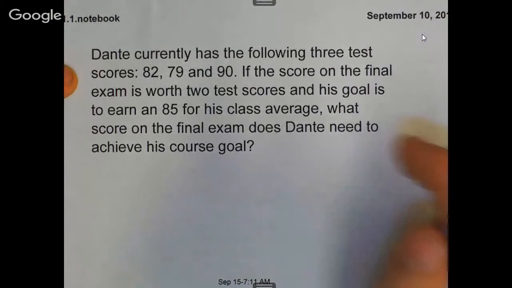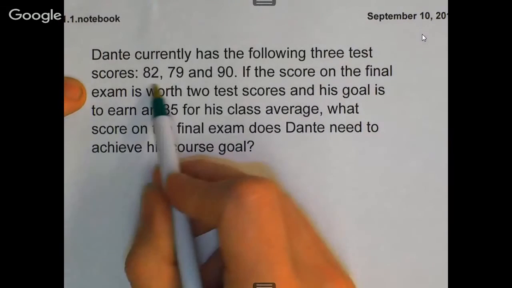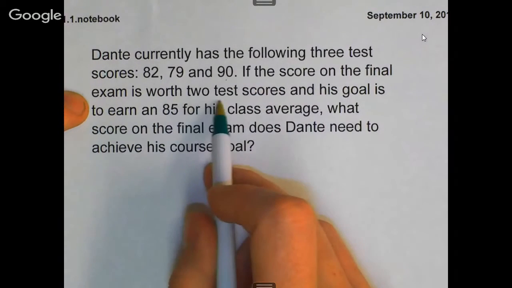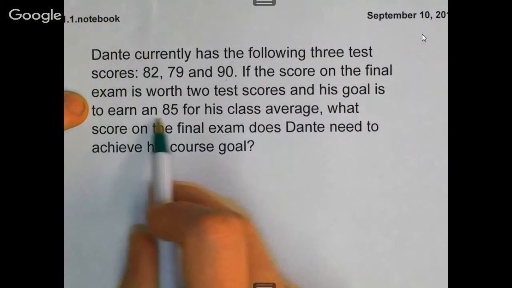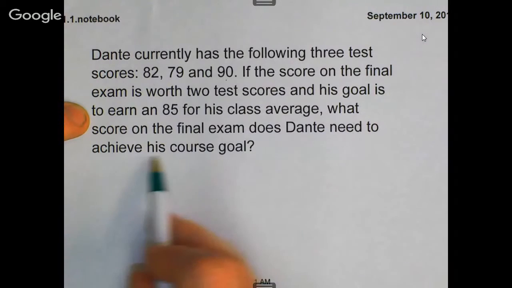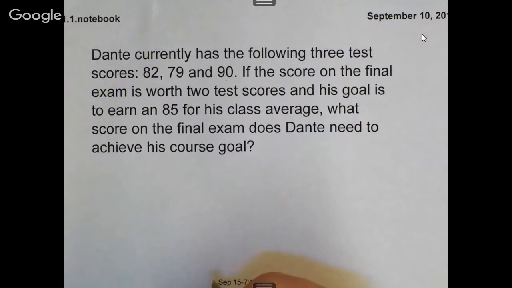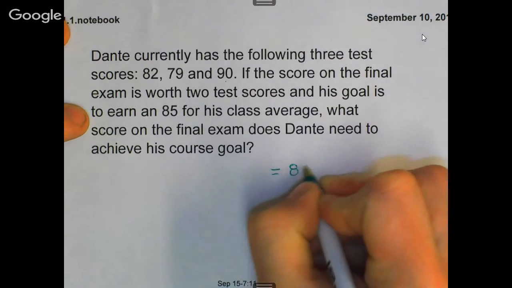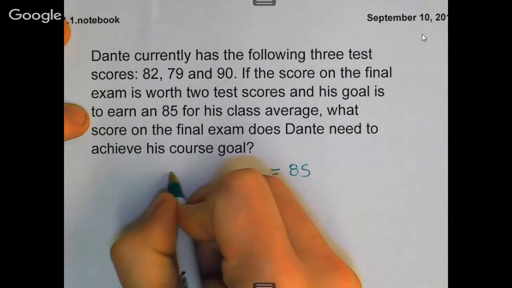Dante currently has the following 3 test scores, 82, 79, and 90. If the scores on the final exams were 2 test scores and his goal is to earn an 85 for his class average, what score in the final exam does Dante need to achieve his course goal? Okay, well, he wants an 85. Okay, and I need to find the average.